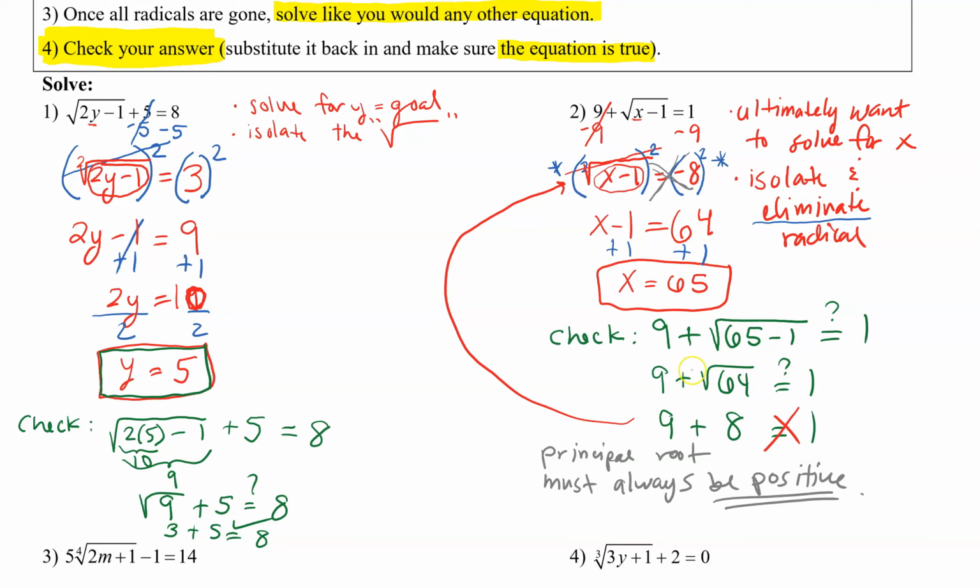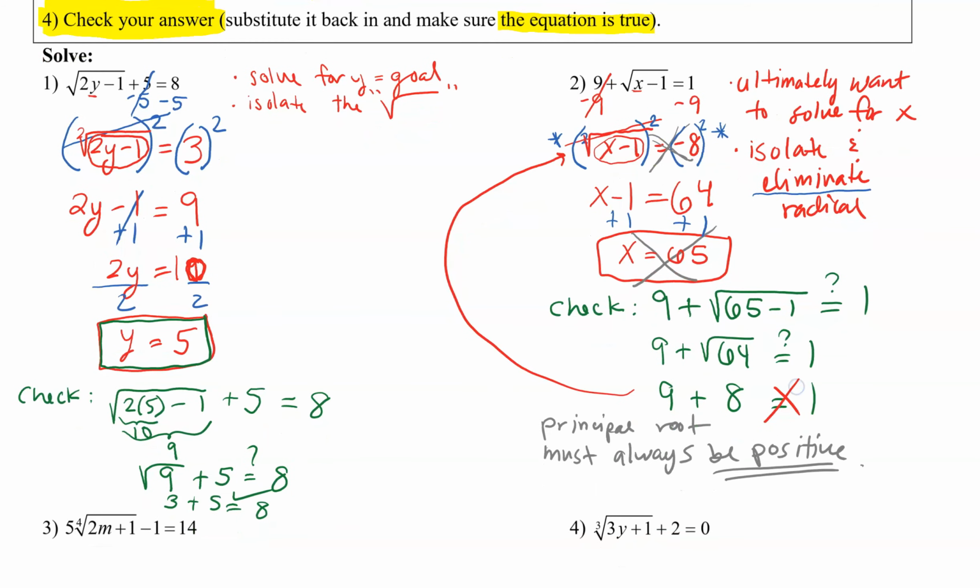Now, if I was allowed to take negative roots, this could work, because I could say the square root of 64 is also negative 8, and 9 minus 8 does equal 1. But that's not what we're supposed to do. We're only supposed to take principal roots. And so therefore, this problem has no solution, especially given our requirement that all even roots have principal, positive roots.